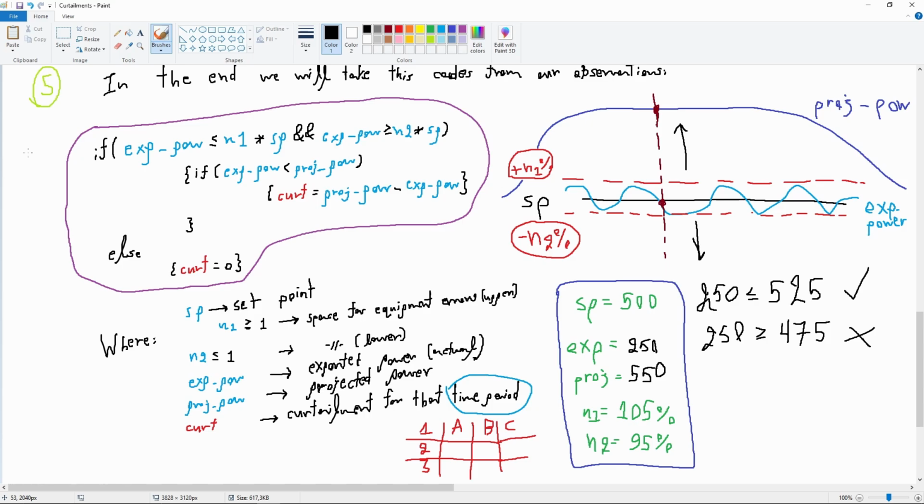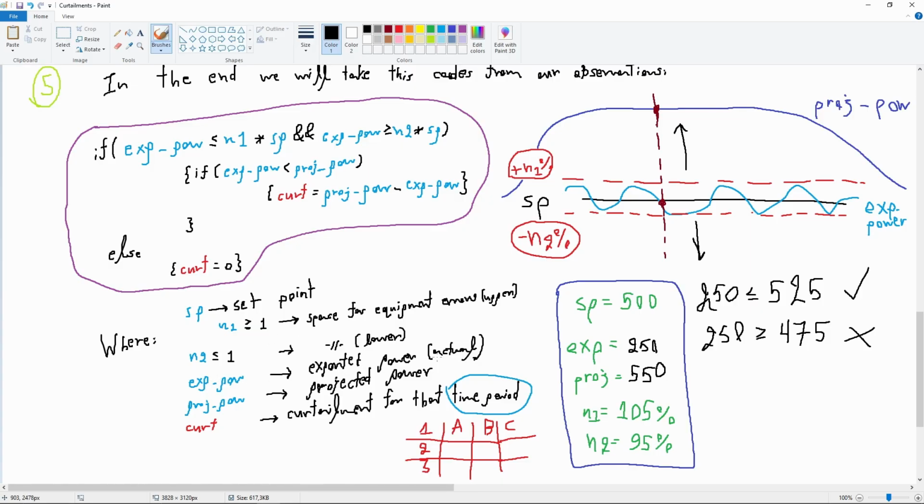So in this code we have these parameters, these variables. The first one is SP, the set point, which is enforced by the operator when the grid is saturated. N1 is a percentage greater than 100%. It is the upper space for equipment errors, which we talked about before, that in real life we can't have exactly the set point, and we have to take into account the errors. N2 is lower than 100%, and it is the lower space for equipment errors.